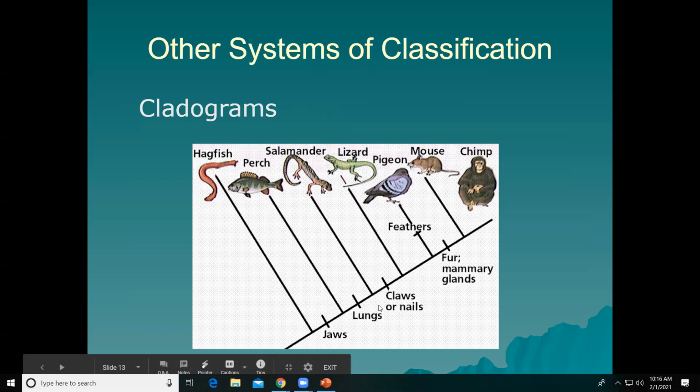It's just showing that each of those points has a key characteristic that distinguishes them from the rest. We also notice the feathers are in a slightly different location. This indicates that the pigeon is the only organism that has feathers. Whereas the mouse and chimp have fur or mammary glands, they have claws, nails, they have lungs, and they have jaws. Going back, they have everything below that, but nothing above. In this case, the lizard or the salamander does not have claws or nails. Their feet are more like pads.